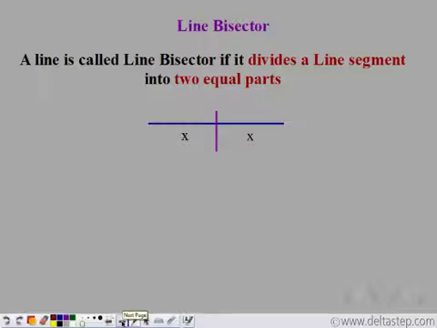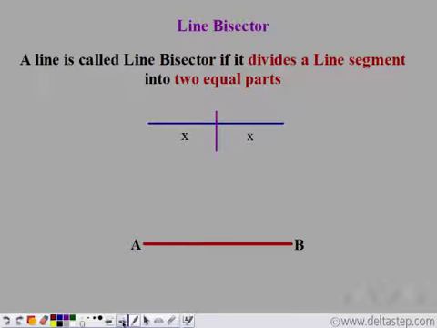A line bisector is a line which divides a line segment into two equal parts. So we see that this line, it could be a line as well as a line segment, divides this line segment into two equal parts. The length of each part is x. So it divides the line segment into two equal parts. Hence this is a line bisector.